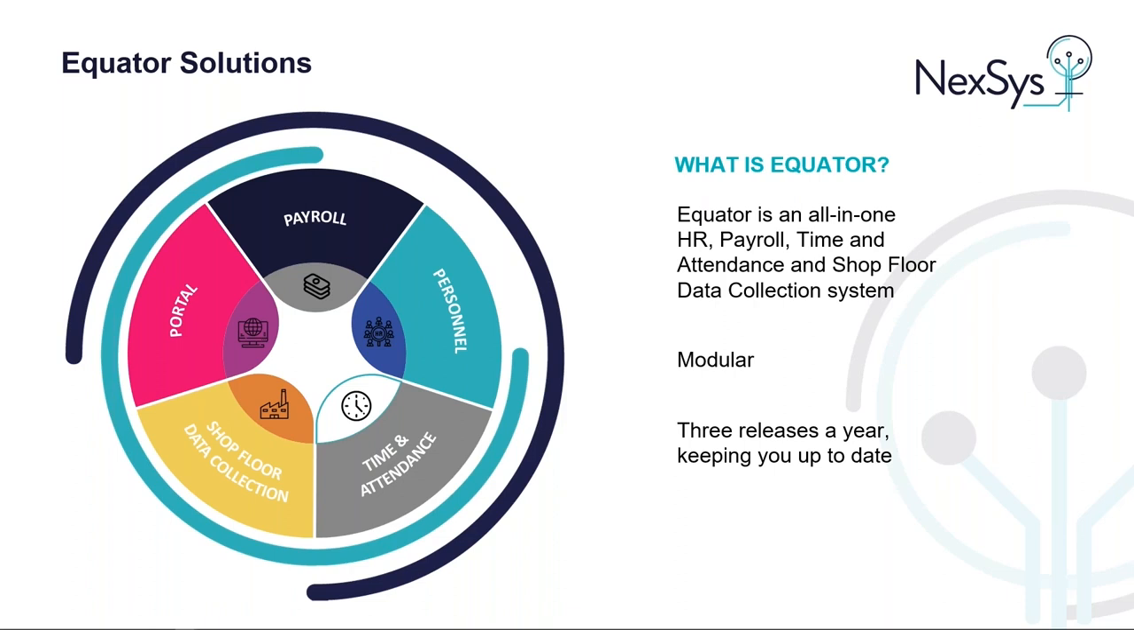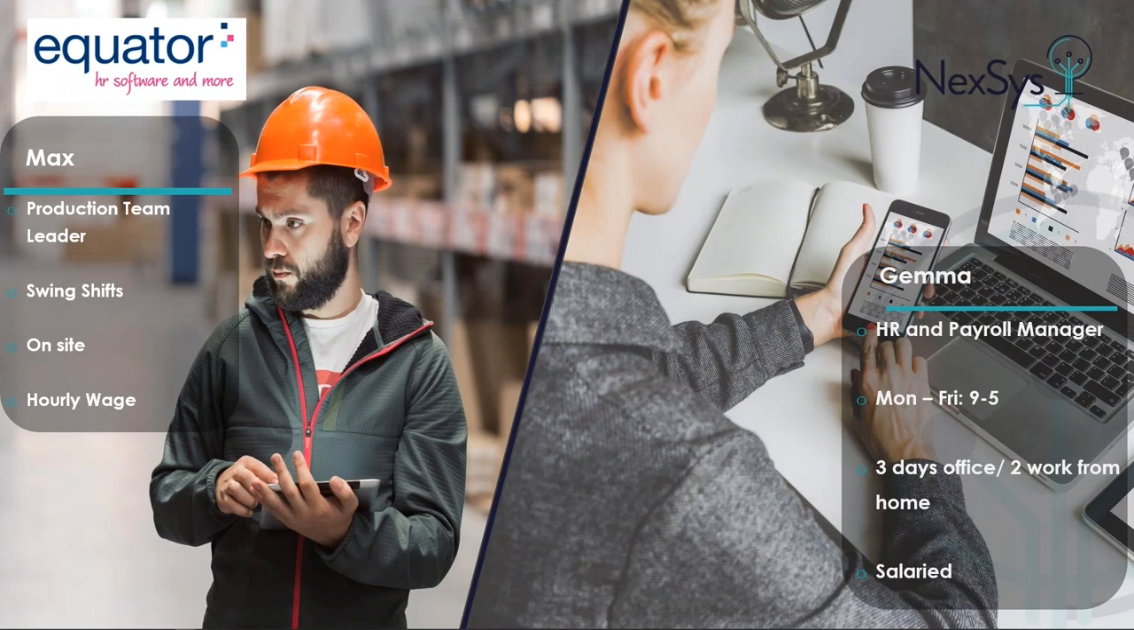So to prove how this can be useful during a working week, I'm going to introduce you to two fictional employees. On the left, we have Max. Max is the production team leader. He's on swing shifts, and I define swing shifts as being morning this week, evening the week after, and then maybe nights the week after that on a recurring basis. And he's an on-site worker, and his wage is an hourly wage.